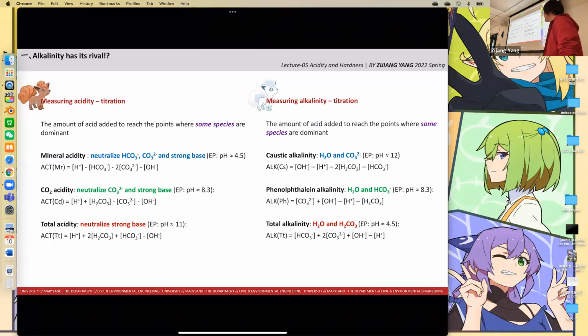The next one is about measuring of acidity. Here I just list the measuring of acidity and measuring of alkalinity together, so we can do some cross comparison. So basically, as mentioned before, the acidity is the amount of, let me see, oh, I guess this should be base.